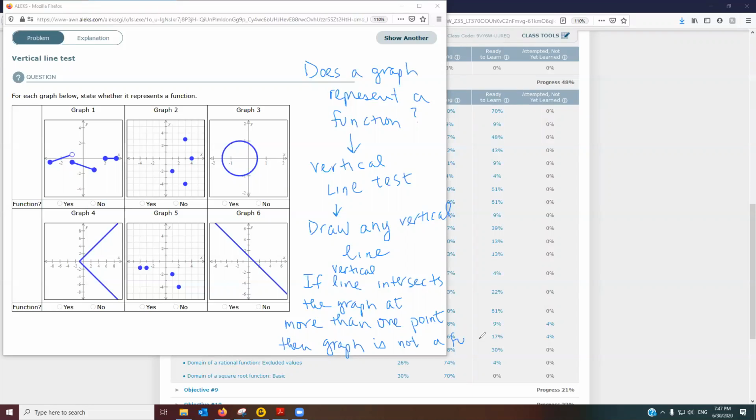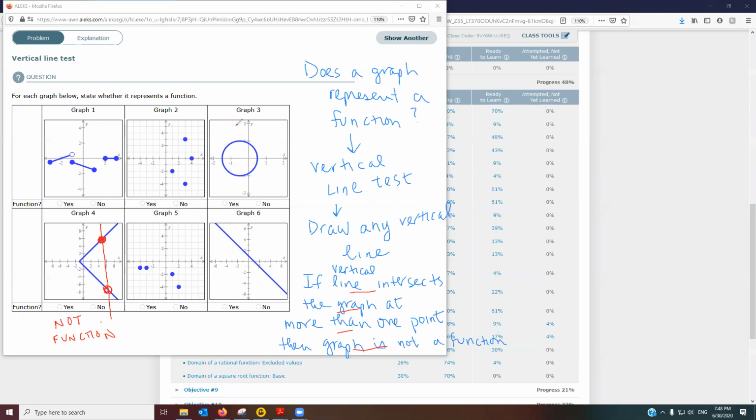Let me show you some examples. I think it's best to understand this using examples. Let me come down here to graph number 4. I'm going to draw any vertical line I want. So here's a vertical line, here's a vertical line, and so on. Did these vertical lines intersect the graph at more than one point? Let me just draw one vertical line right here. Does this vertical line intersect the graph at more than one point? Yes, it does. It intersects here and here. So if the line intersects more than one point, the graph is not a function. So this is not a function.